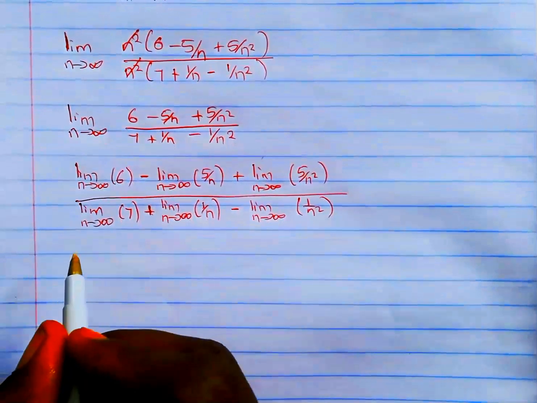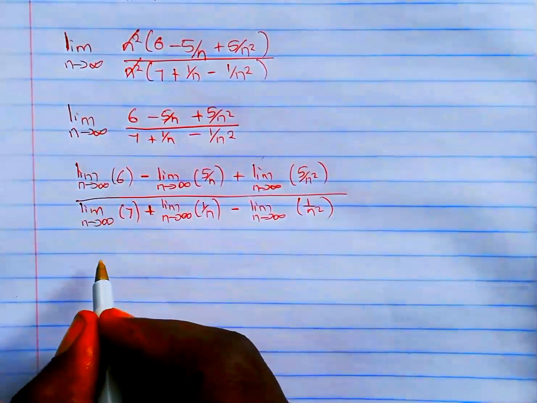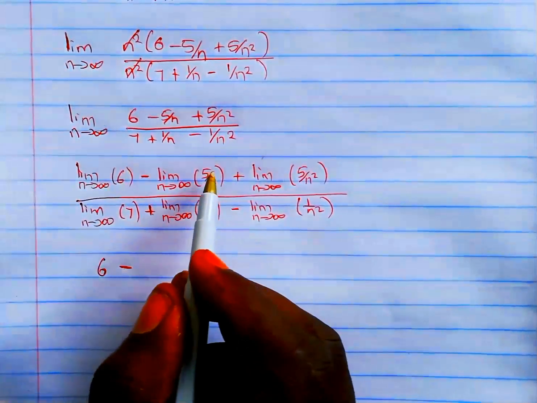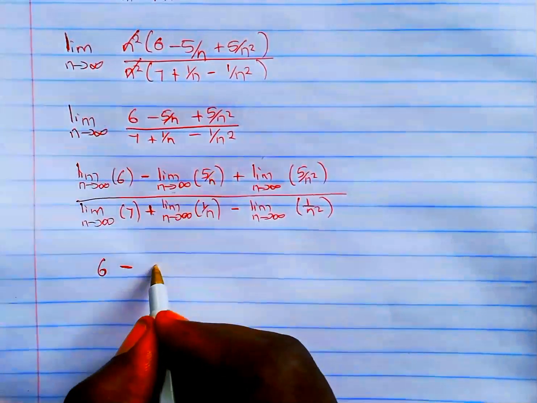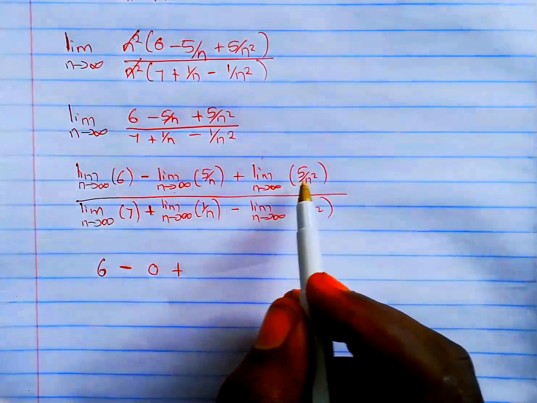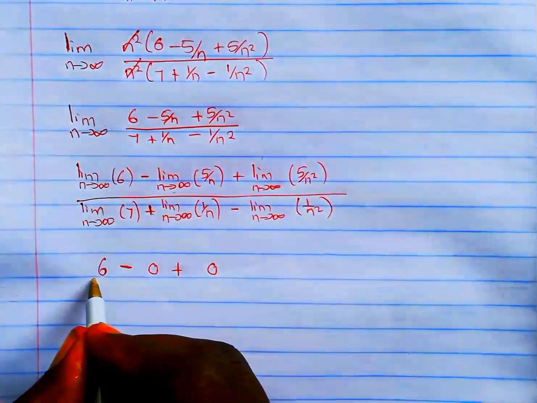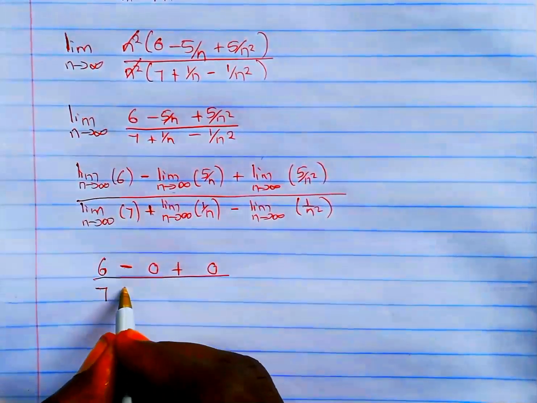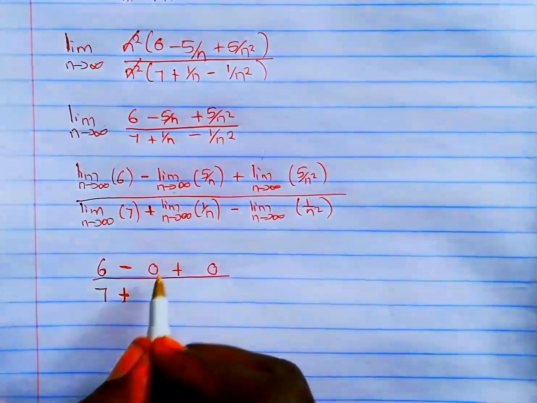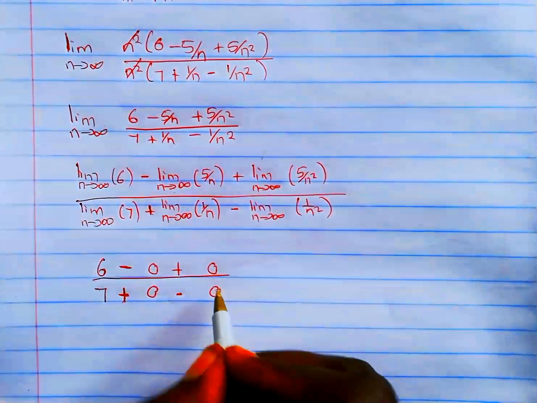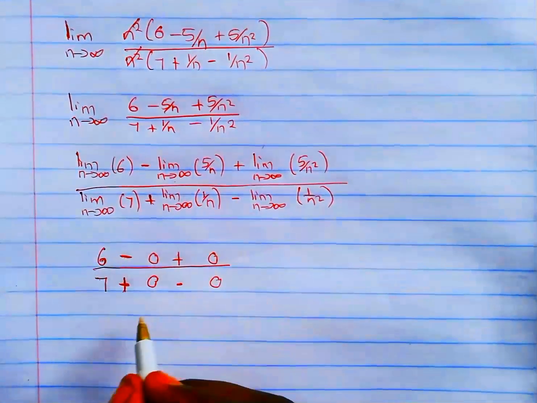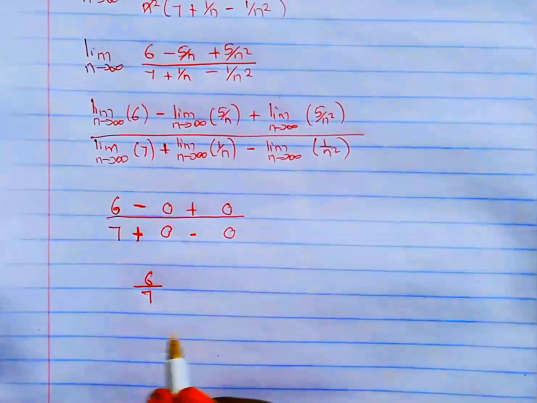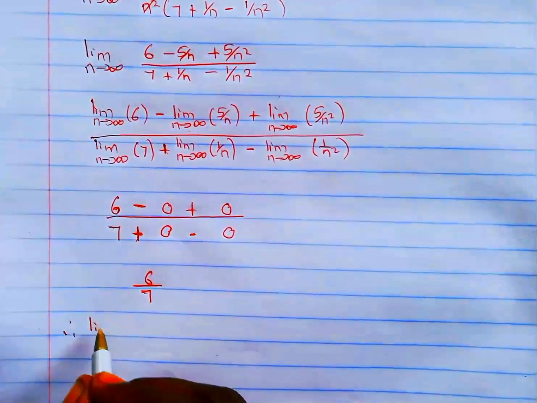So the limit of a constant remains that constant, so the limit of 6 remains 6. So we have 6 minus, then if we put infinity where there is n, we get 0. So the limit of 5 over n is 0, and the limit of 5 over n squared is 0, all over the limit of 7, which is a constant, so the limit of 7 is 7, plus the limit of 1 over n is 0, minus the limit of 1 over n squared is 0. So we get 6 minus 0 plus 0 over 7 plus 0 minus 0, and 6 minus 0 plus 0 is 6 over 7.